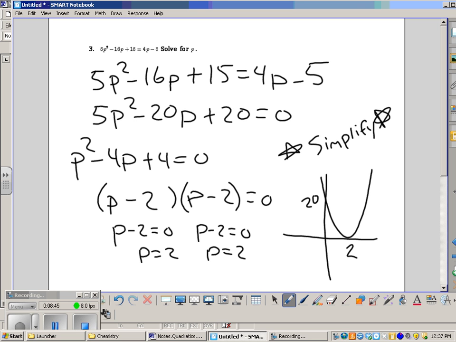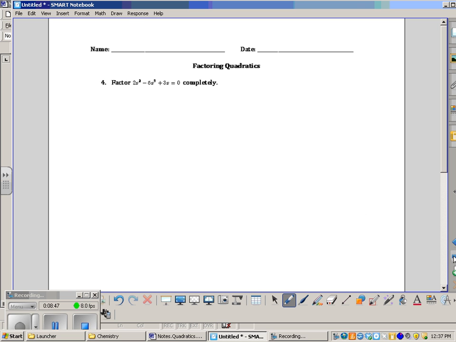Okay, I don't know about you, but I'm ready for a challenging problem. This next problem is tricky. It would appear to be a straightforward problem, but it gets a little bit harder. So let's rewrite it. Okay, so factor out an x.